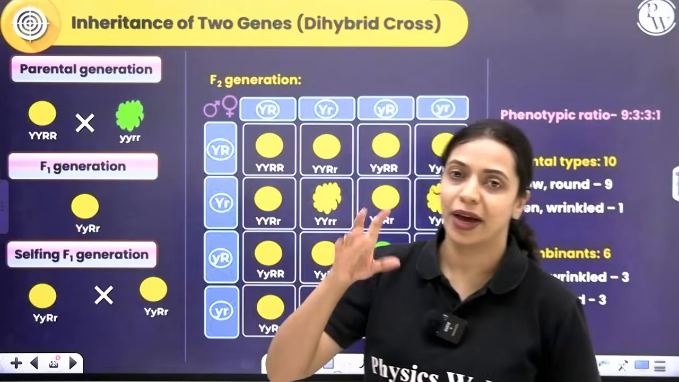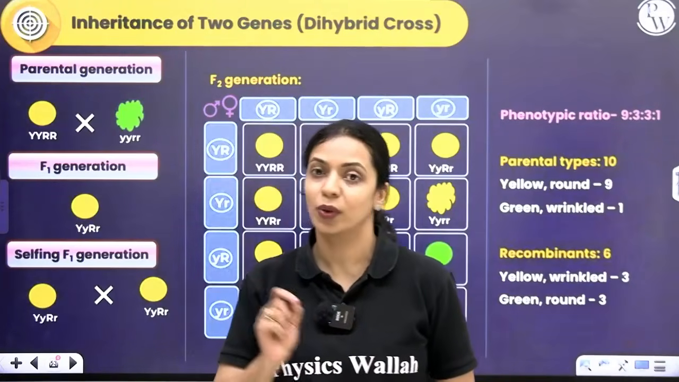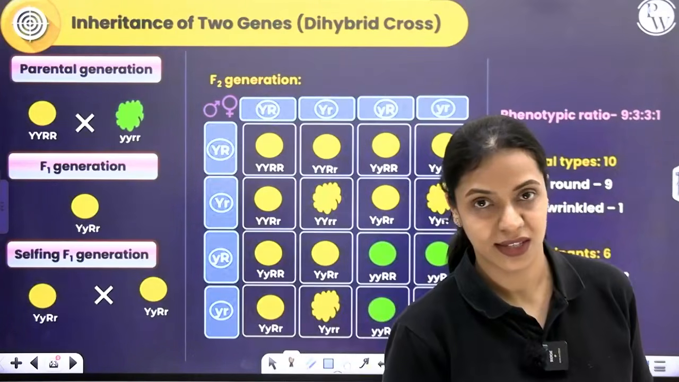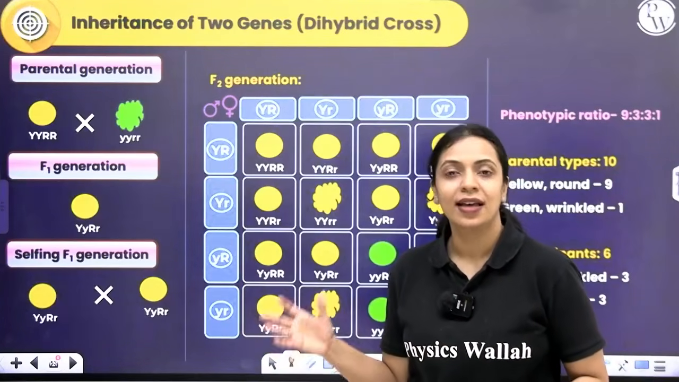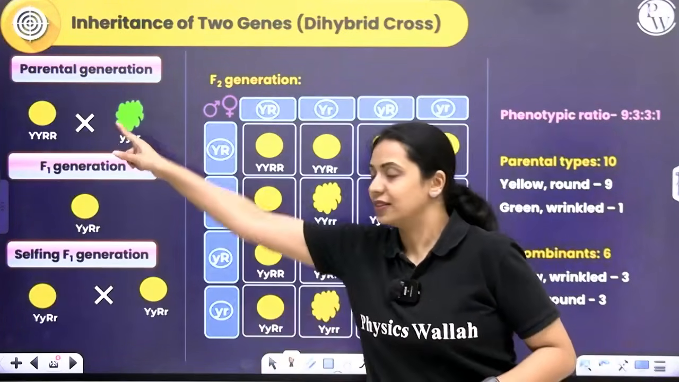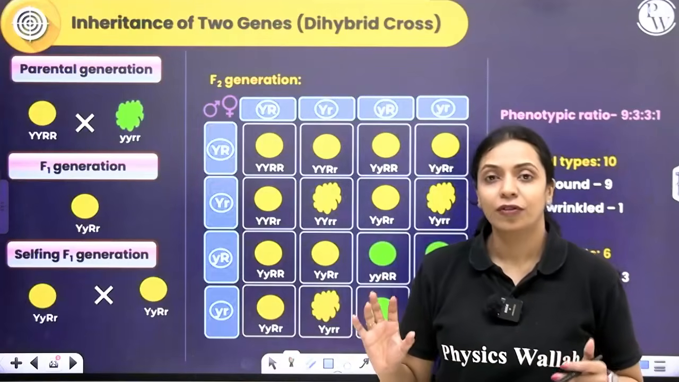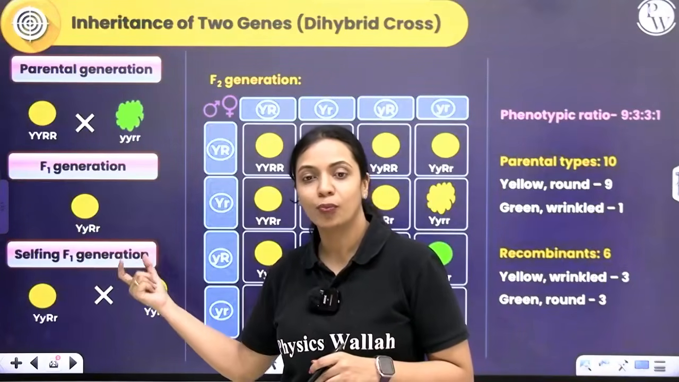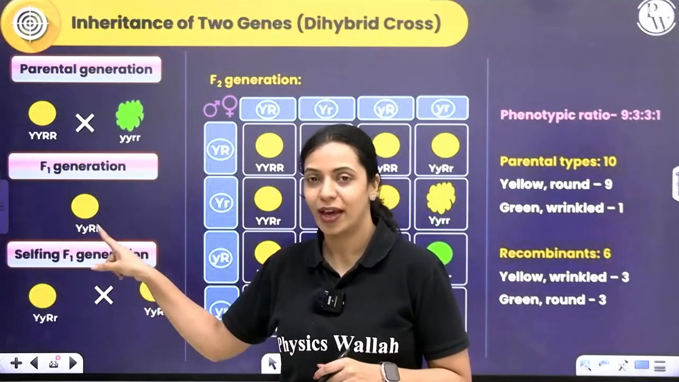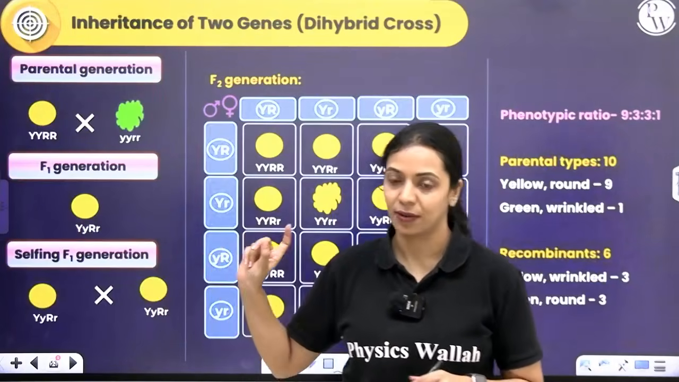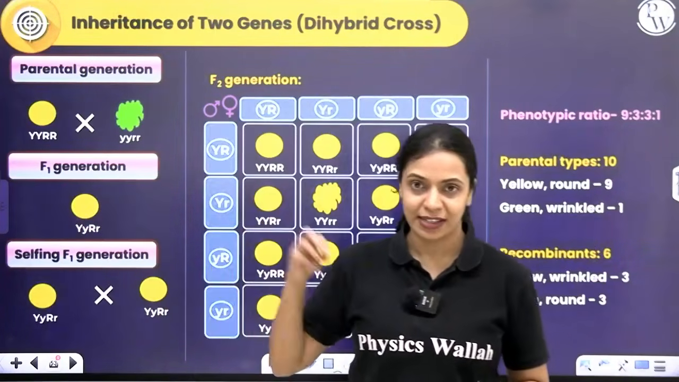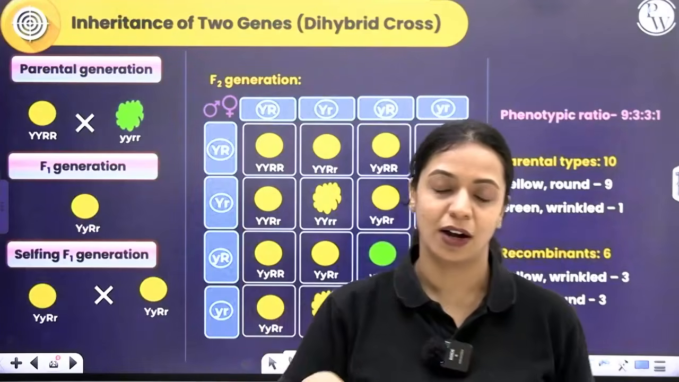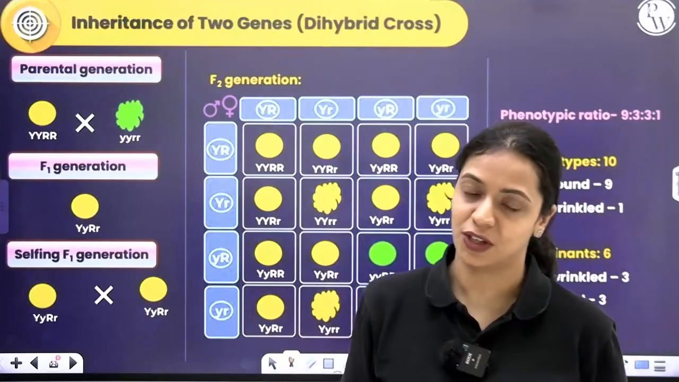Capital Y, capital Y, capital R, capital R crossed with lowercase y, lowercase y, lowercase r, lowercase r. In the F1 generation, you're going to get all plants that are yellow and round like that parent, and all of them will be heterozygous for both these characters. You'll have capital Y, lowercase y, capital R, lowercase r. What do we do next? We allow that seed to germinate, and we will allow that plant to undergo self-pollination.